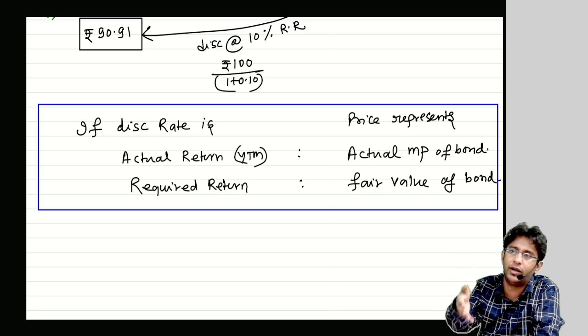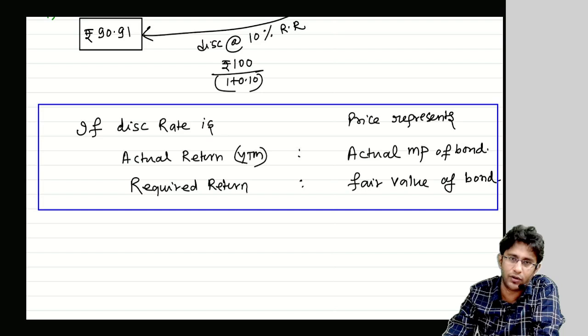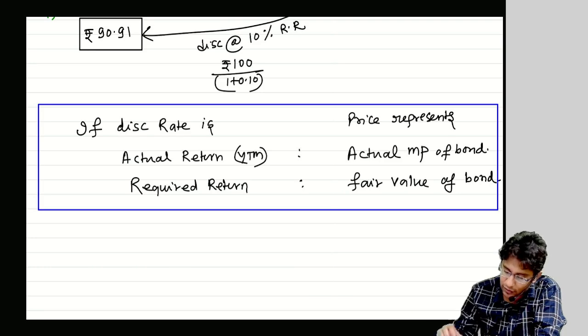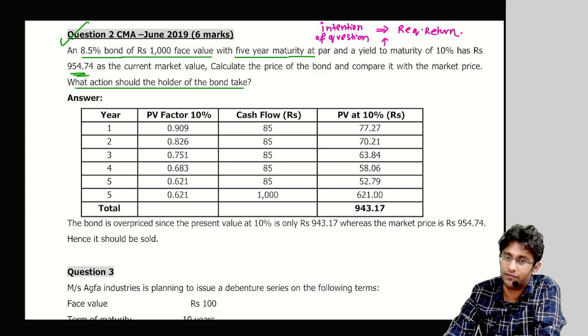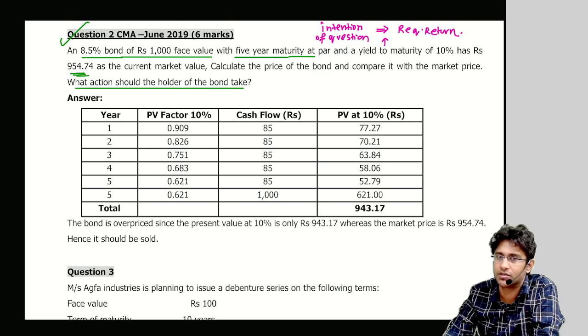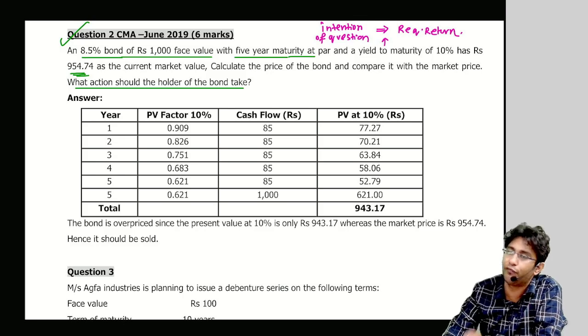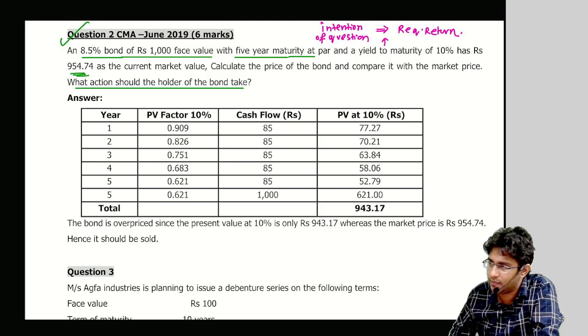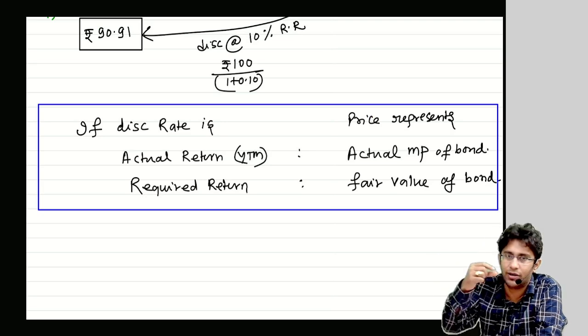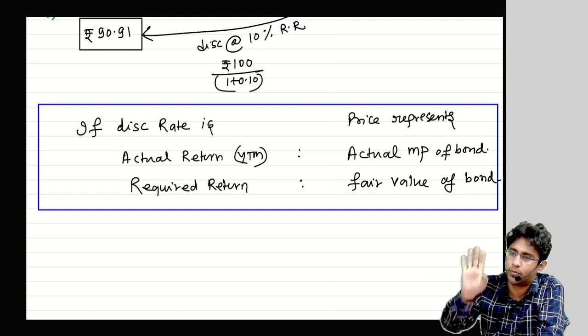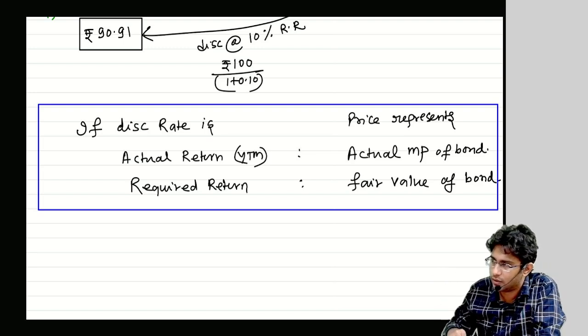That fellow discounted with YTM. YTM is actual return. If you discount with actual return, you will get the market price only. But if you see in that question, when you discounted with 10%, that fellow did not get the market price. He got 943. Are you understanding, sir? If that was correct to YTM, then the answer should have been how much? 954.74. But we got 943.17. That is proof that that is not YTM. That is required return. Are you understanding, ma'am? Depending on what discounting rate you use, I will give a price tag, either fair value or actual price. Clear? All good? Sure, pakka?